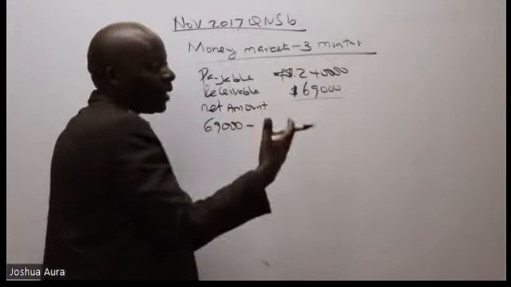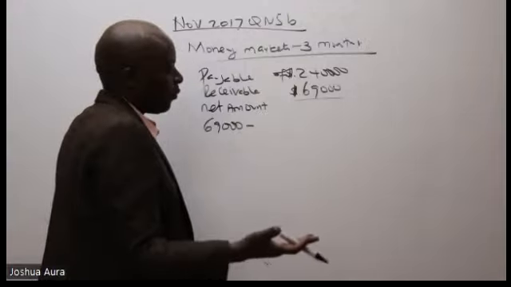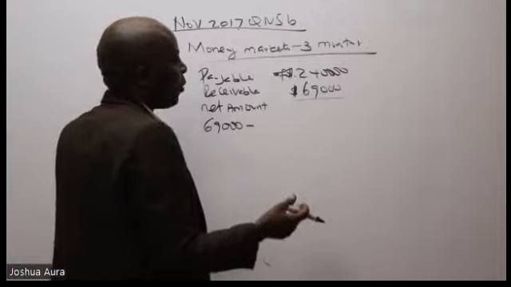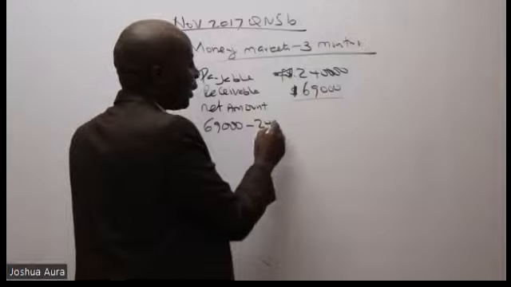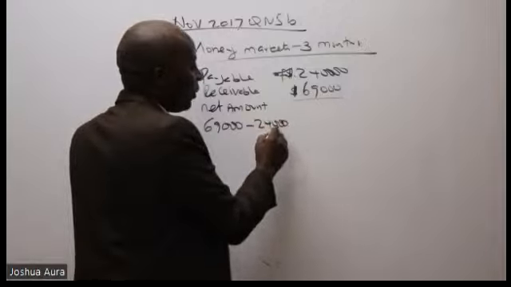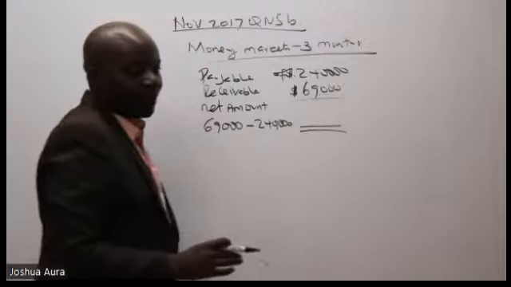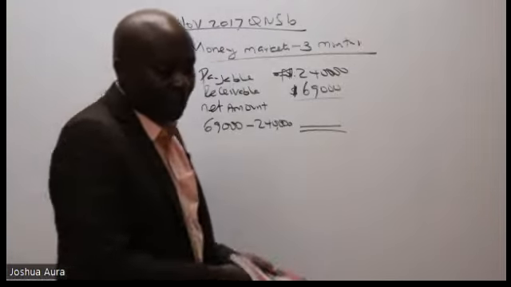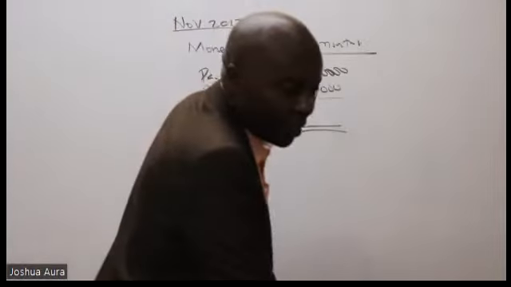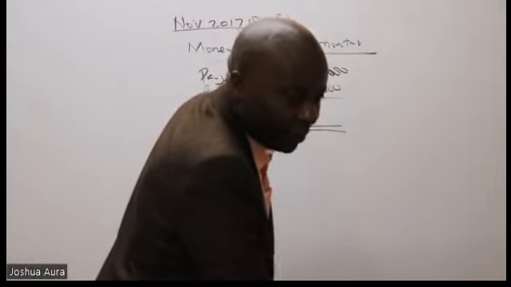Payable, of course, it's money out. It's a cash outflow. Payable, so minus 240,000. Is there somebody who is able to give me, ladies and gentlemen, the net amount to write here?